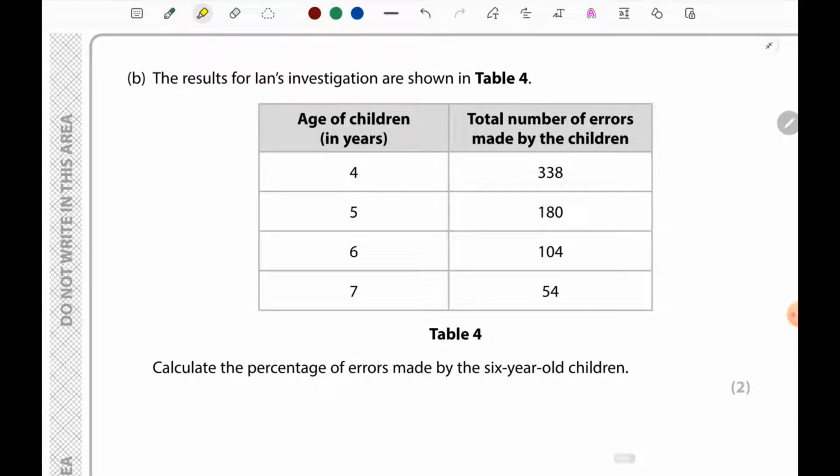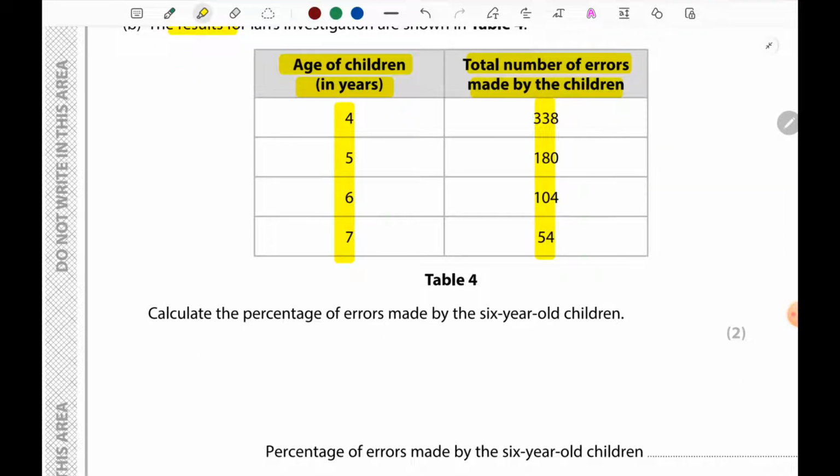The results for Iron's investigation are shown in the table. In the table, the first column is the age of the children. We had already seen in the question, it ranges from 4 to 7. In the right column, we have the total number of errors made by the children, ranging from 54 to 338. They want us to calculate the percentage of errors made by the 6-year-old children. Okay, very simple question. I'll just have to open my calculator. Just give me a minute.